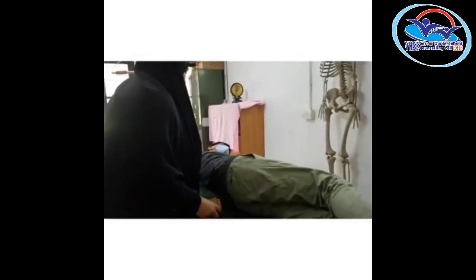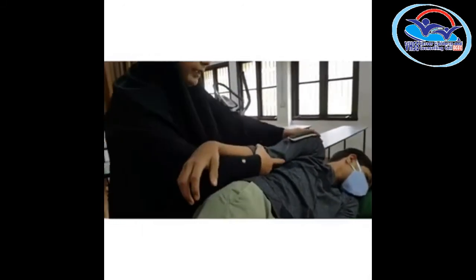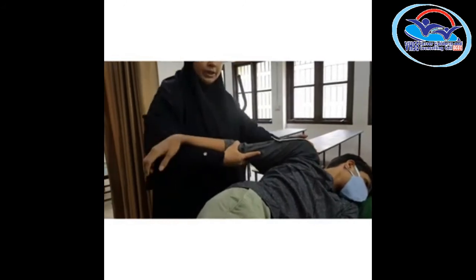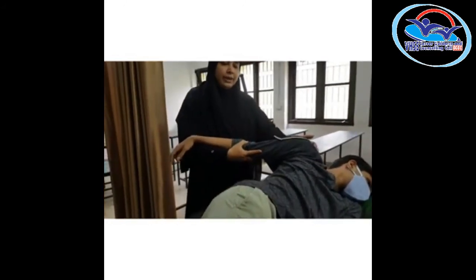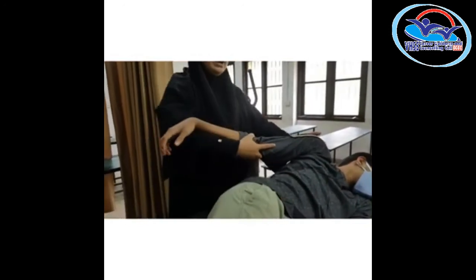Now we will do the extension of the elbow. We will just keep the patient in side lying position and hold the shoulder joint and support the forearm and hold on the elbow and then do the extension. Okay, this is extension of the elbow. So we need to do it in slow and rhythmical manner.